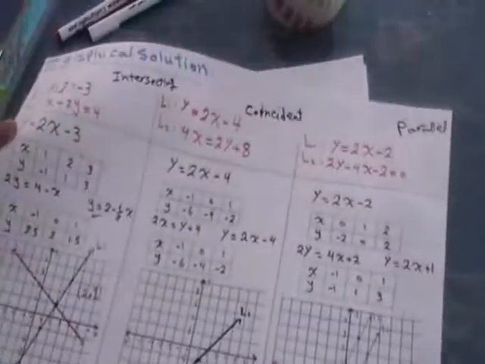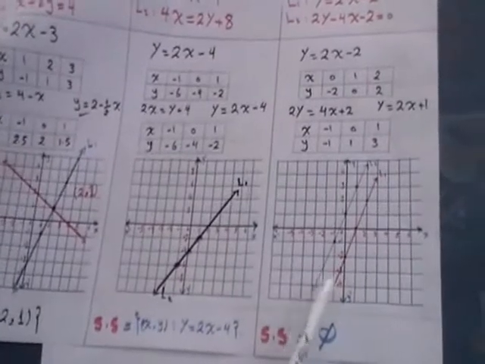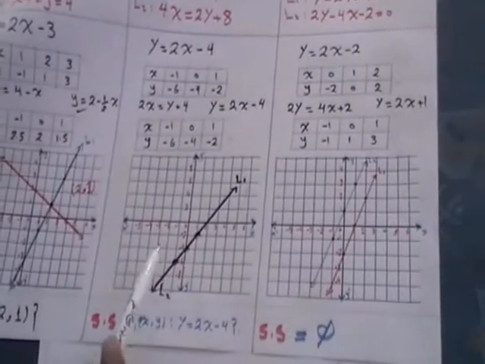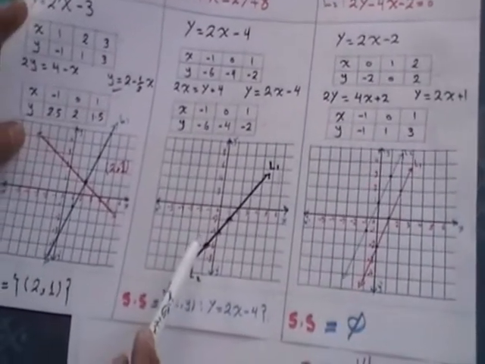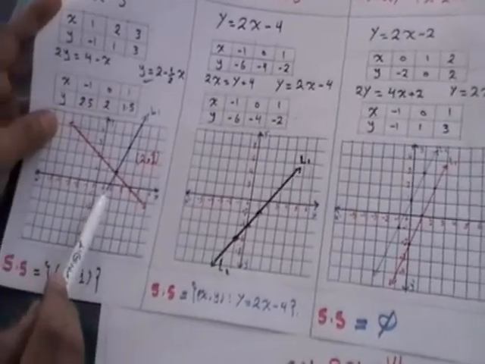What do you notice about this? The slopes of the two straight lines are equal, so we can say that the two straight lines are parallel, so the number of solutions is 0. These two straight lines are coincident, so we can say that the number of solutions is infinite. These two straight lines are intersecting, so the number of solutions is 1.